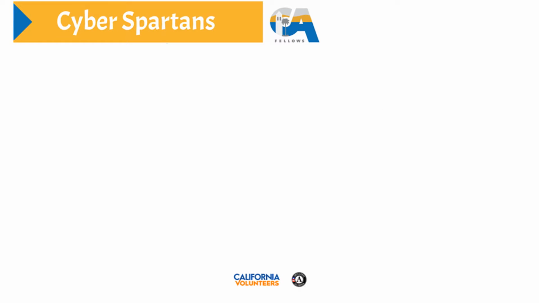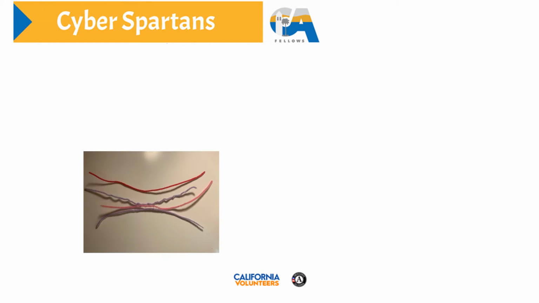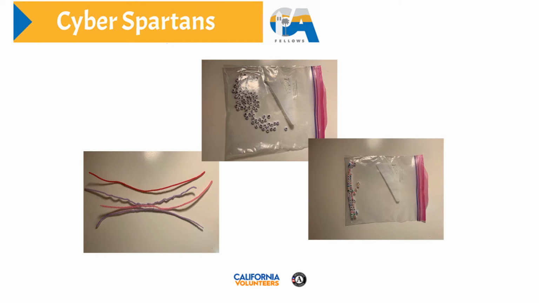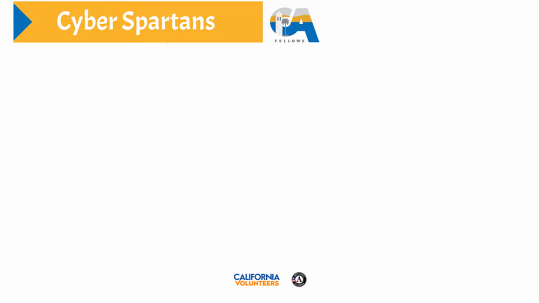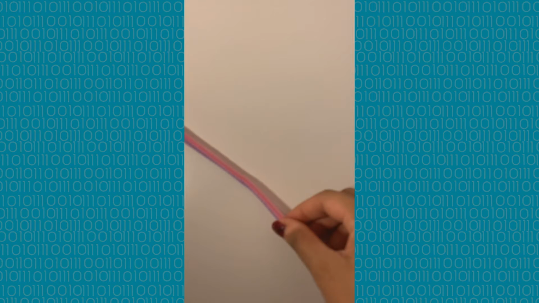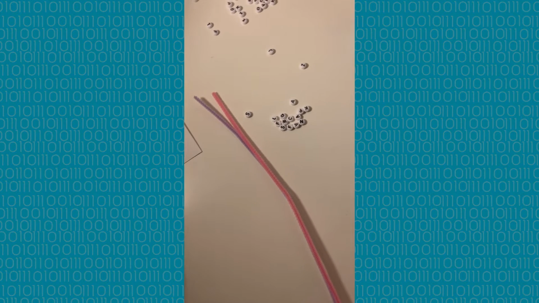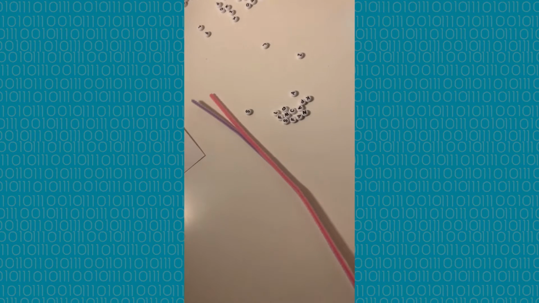Before we start, you should have 4 pipe cleaners, 4 sets of A through Z letter beads, 5 sets of numbers 0 through 9 beads, and 2 cipher printouts, Caesar and letter to number, and something to write with. For the first activity, we will be using 2 pipe cleaners, your letter beads, and the Caesar cipher printout.